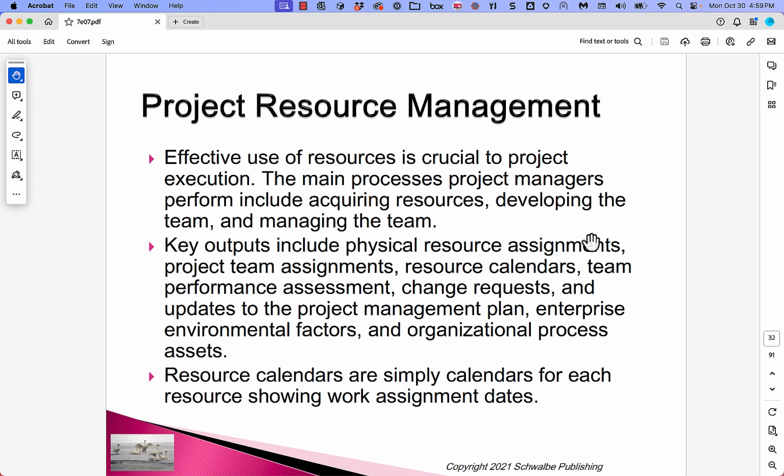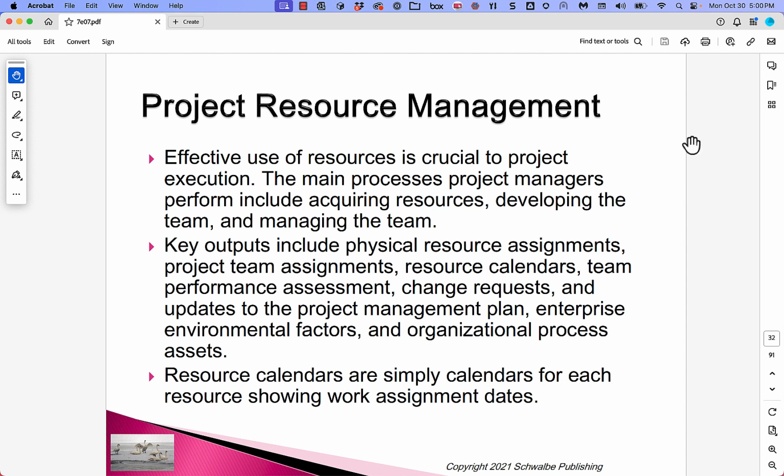So effective use of resources is crucial to project execution. The main processes project managers perform include acquiring the resources, developing the team. A lot of the times, there's a lot of resources that are not people that are hard to develop in any kind of a relevant time frame. Like, are you going to develop a training room? Well, I guess you could. You could build a training room. So, okay. And managing the team.